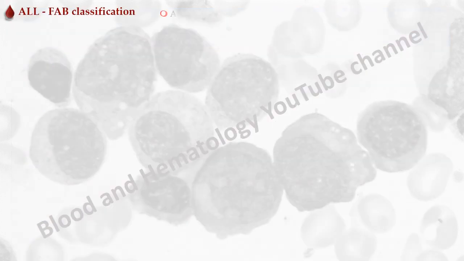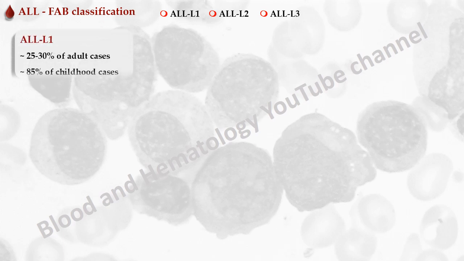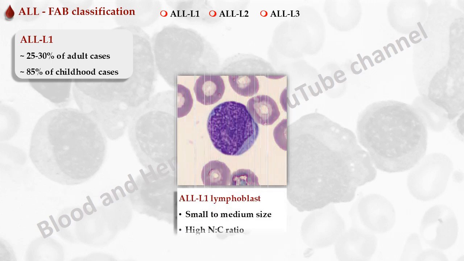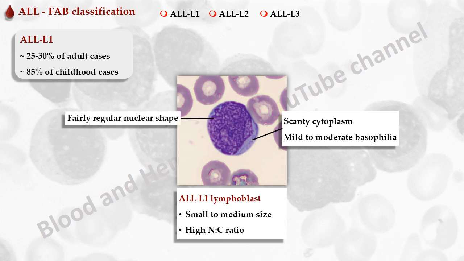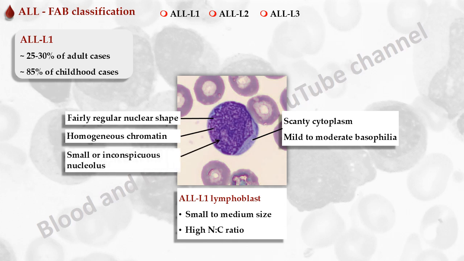The FAB classification that was used commonly earlier assigned ALL to three cytological categories: L1, L2, and L3. Around 25 to 30% of adult cases and 85% of childhood cases of ALL are of L1 subtype. In L1 ALL, lymphoblasts are small to medium-sized, with high nucleocytoplasmic ratio, scanty cytoplasm, and mild to moderate basophilia, fairly regular nuclear shape, homogeneous chromatin, and small or inconspicuous nucleus.